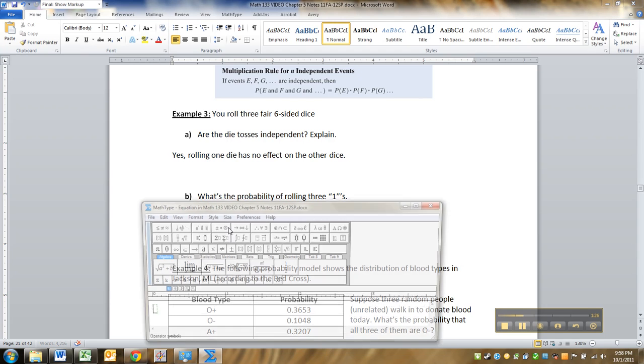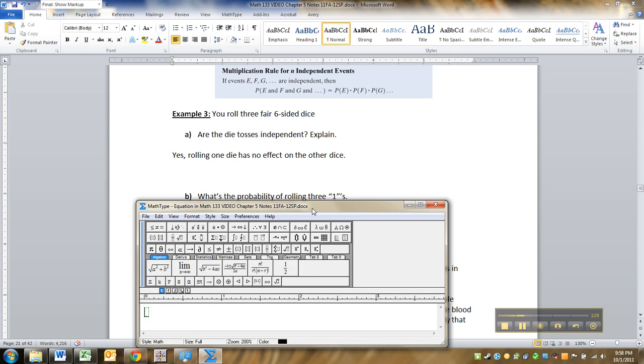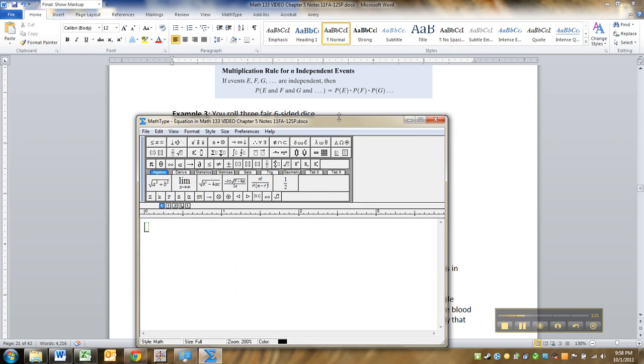Okay, so what I really want is, let me make this a little bit larger. Here. The probability of 1 on the first die, 1 on the second die, 1 on the third die. Okay, so that's the probability of 1 on first.